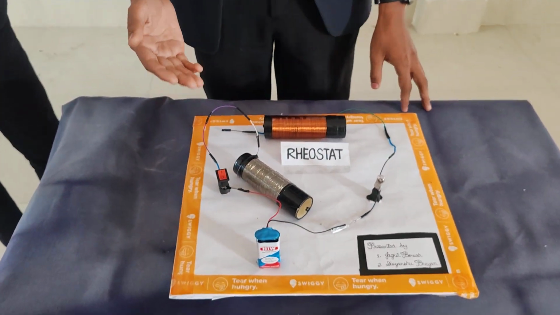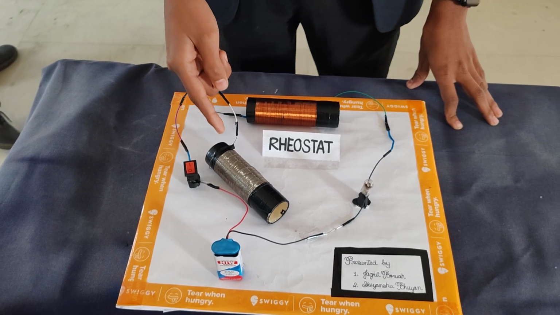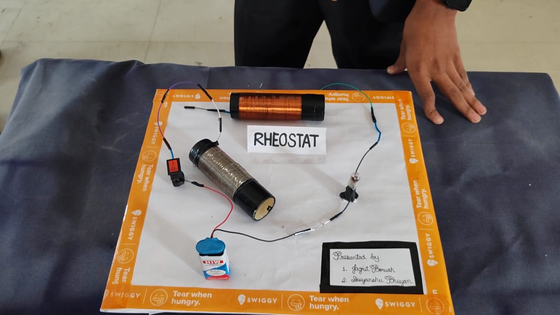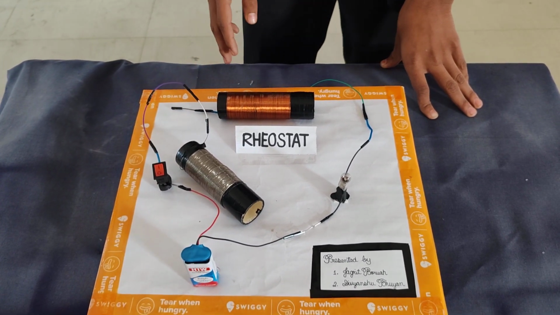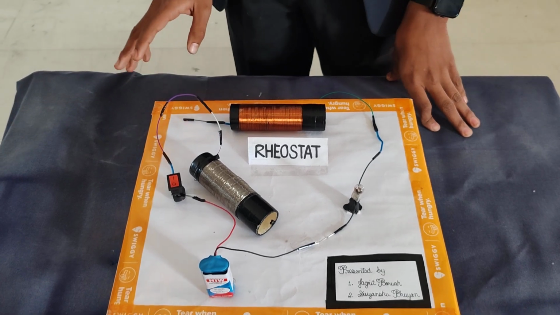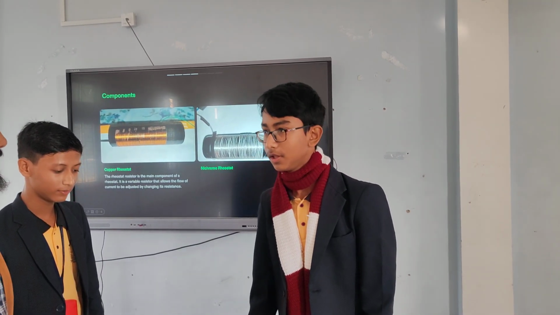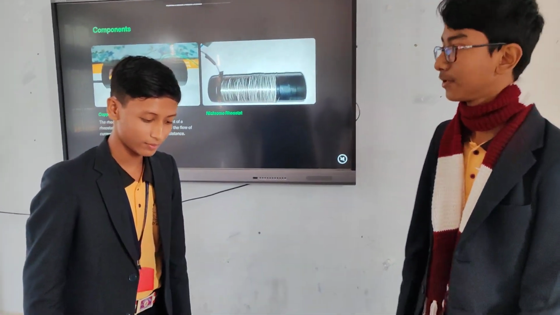The nichrome rheostat is almost the same as the copper rheostat, but the difference is that there is no insulated coating on this nichrome wire. And we know that the resistivity of nichrome is greater than copper. Nichrome is a very high resistance wire, and so nichrome is most commonly used in professional rheostats. Now Divyanshu will present the copper rheostat.